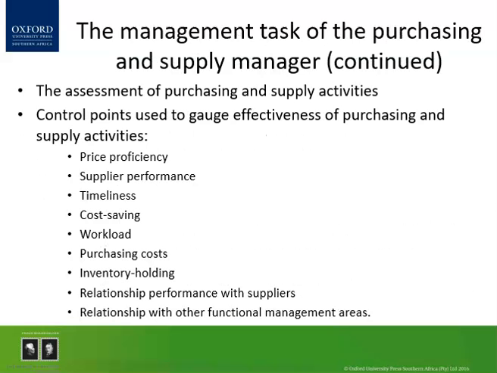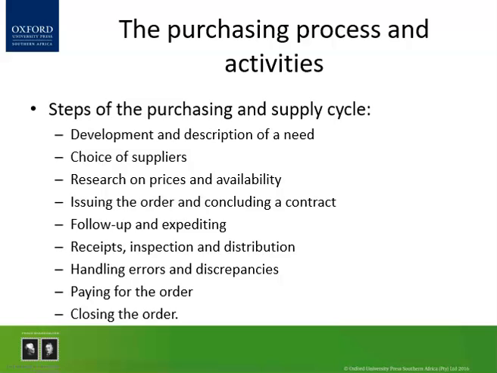The factors that you can look at include price proficiency, supplier performance, timeliness, cost saving, workload, purchasing costs, inventory holding. Remember what we covered in terms of managing current assets. It's not always good to have too much stock in an organization. So if you are holding too much stock, we then see that there is a problem, and you must come up with ways and means to rectify that. Then relationship performance with suppliers and relationship with other functional management areas. Those are some of the factors or aspects that you can also look at.